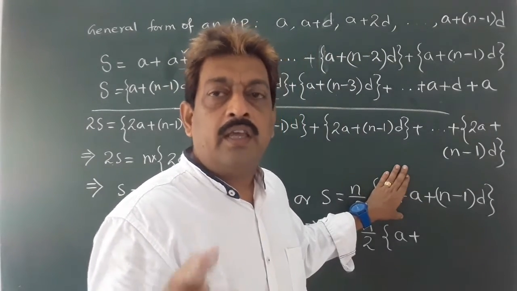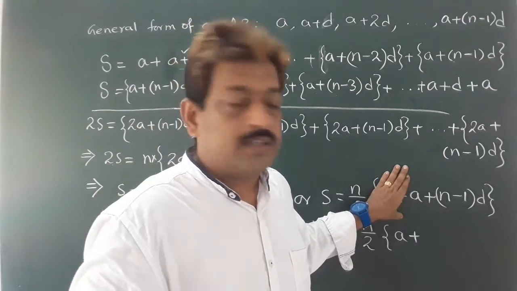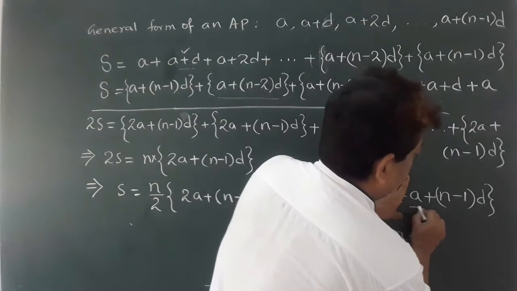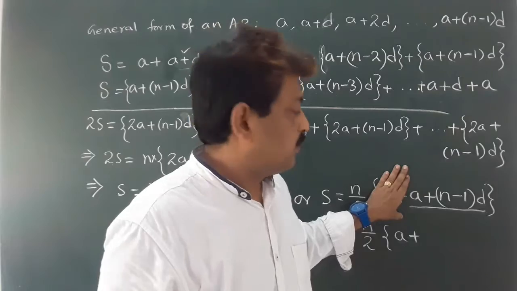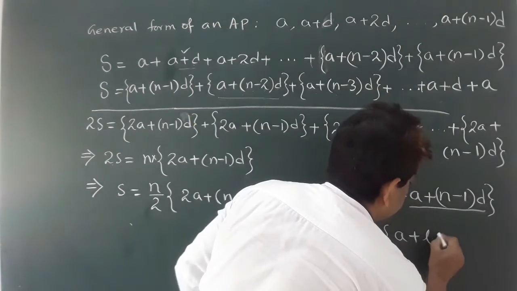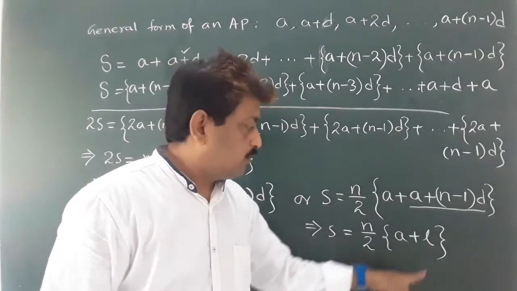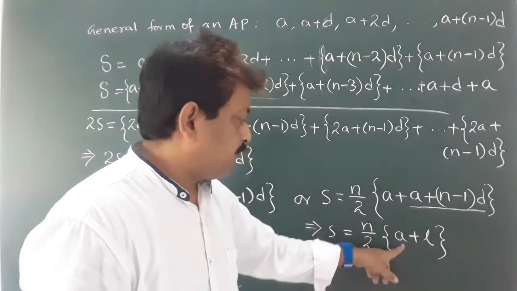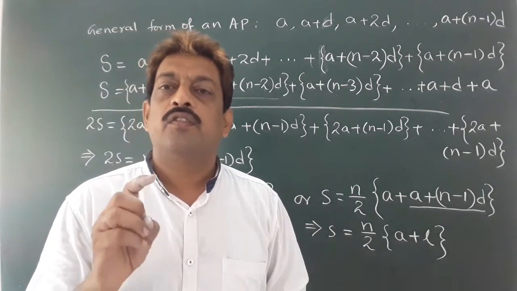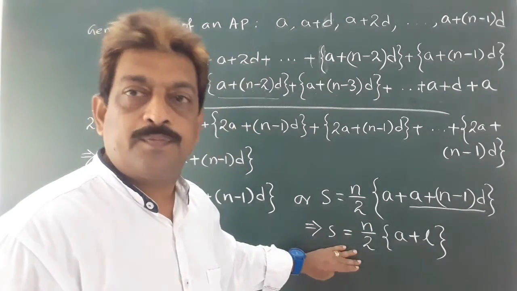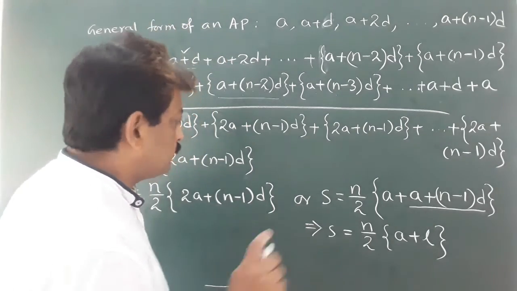Suppose the nth term is the last term. Then let us take L as the last term. So this a plus (n minus 1)d, which is the nth term and also the last term, will be written like this. So if the last term L is known, the first term is known, and the number of terms is also known, then we can use this formula also to find the sum.